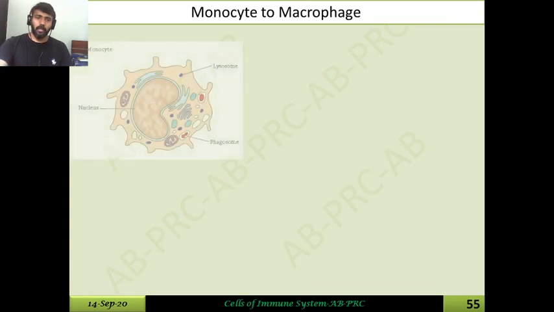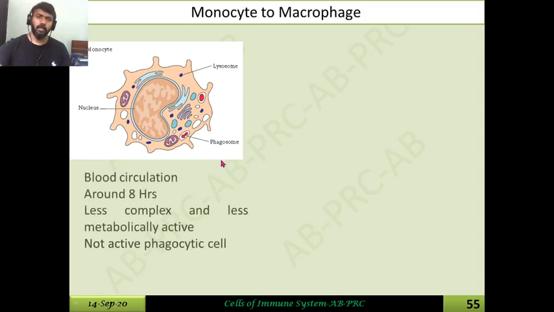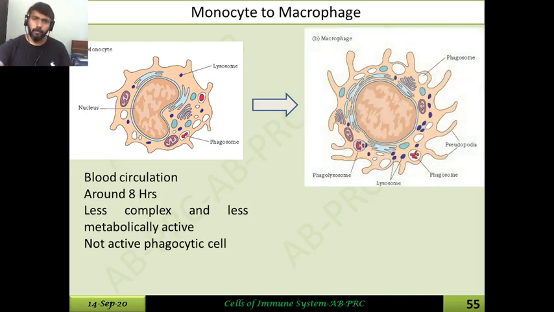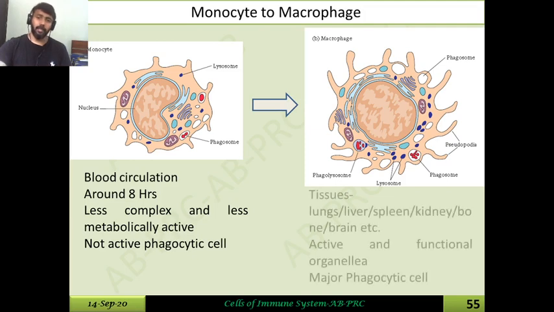Then you can look at this image. You can see a clear image of this. This is a monocyte. There is a nucleus and all those things. Lysosome, phagosome, all those things are there. But when they shift from the monocyte into the macrophage condition, you can see the more developed, more complex cytoplasm, then more pseudopodia. That means this is an actively dividing, actively metabolizing and actively phagocytic cell. Okay.